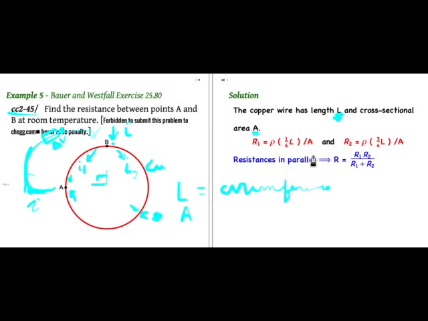And now for resistances in parallel, remember the equivalent resistance is R1 R2 over R1 plus R2. This is how you combine resistances in parallel. You don't add the resistances, you add 1 over the resistance. That gives you 1 over the equivalent resistance. Or the equivalent resistance, the total resistance, is R1 R2 over R1 plus R2. And that's the quantity you're supposed to calculate in the problem.